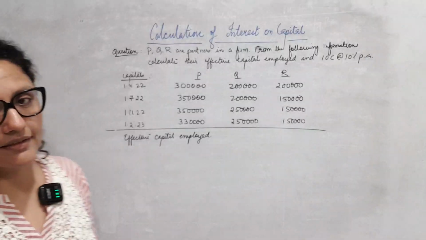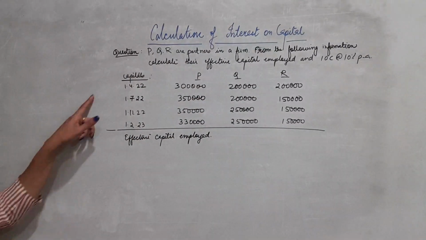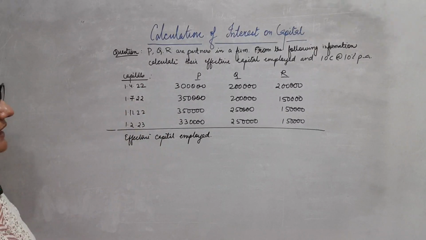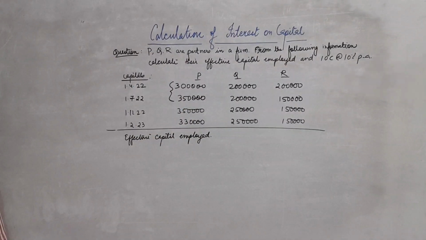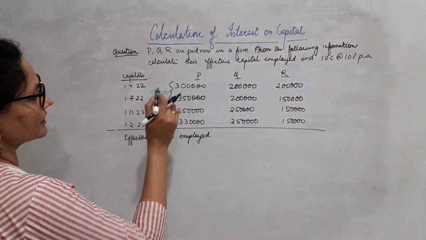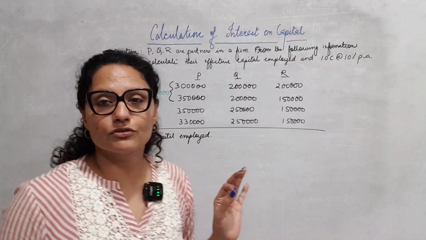Effectively throughout the year, how much did he employ? Now here it's given 3 lakhs on 1st April, meaning this is the opening balance of capital for P. 3 lakhs, and then we see on 1st of July, 1/7 is July, 3,50,000. That means I can see here an increase of 50,000. The increase is of 50,000 in a certain sum. You might be given this as P brings in 50,000 additional capital on 1st of July.